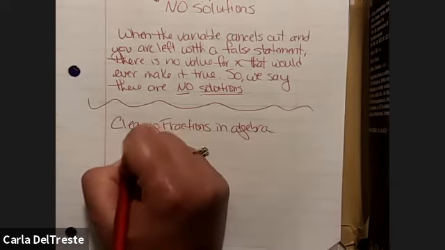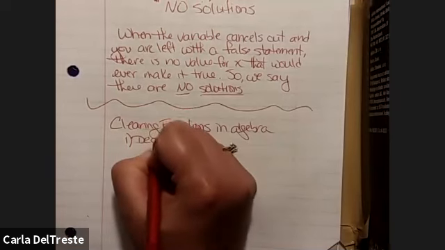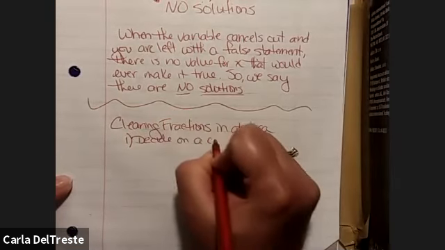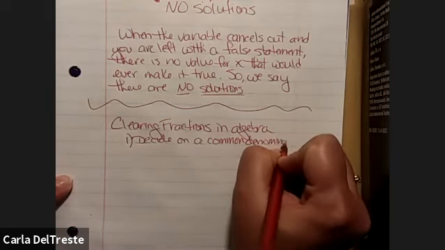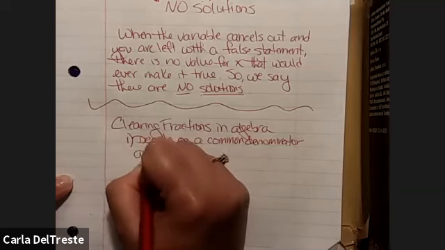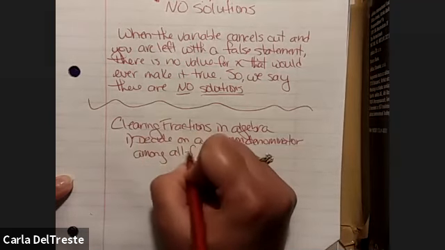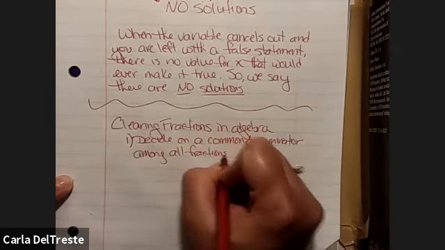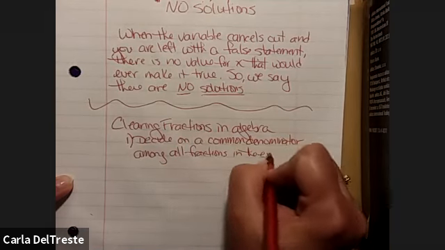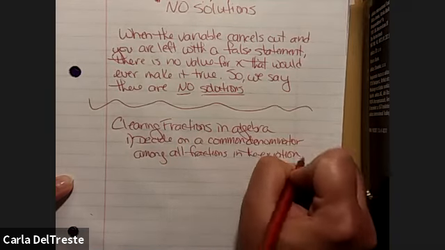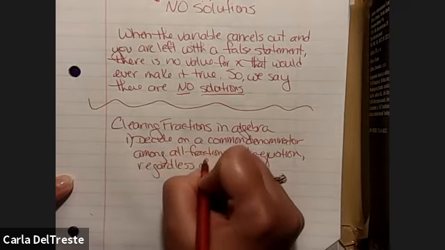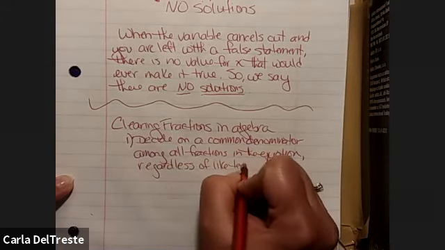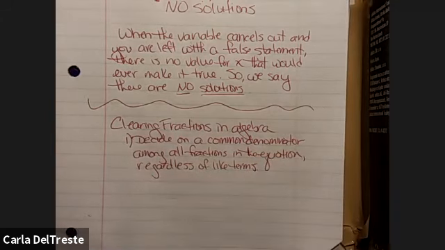So step number 1 is to decide on a common denominator among all fractions in the equation. And this is even regardless of like terms. That means you're looking all across the board, okay, both sides of the equation, and you're deciding on a common denominator.